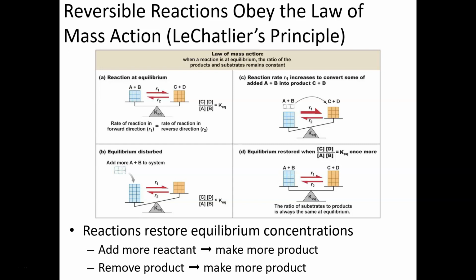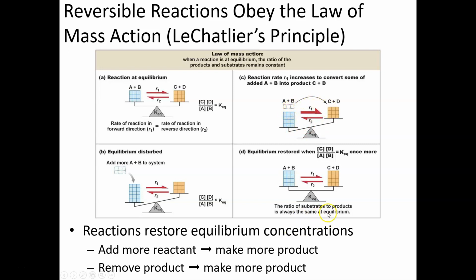Now, reversible reactions obey what's called the law of mass action, sometimes known as Le Chatelier's principle. Basically, if you have a reaction in equilibrium, so let's say you have A and B and then C and D, and you start to make more A and B, and it's a reversible reaction, by mass action your body is going to drive the equation to the right. We're going to go towards the right side.